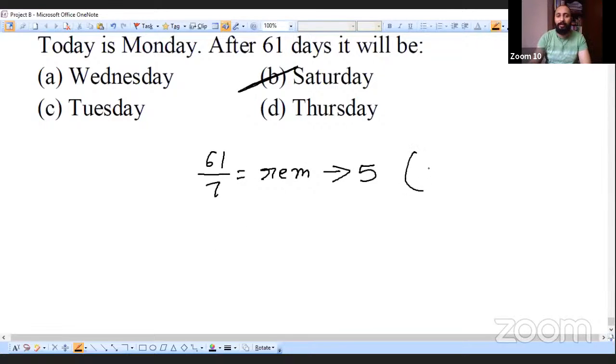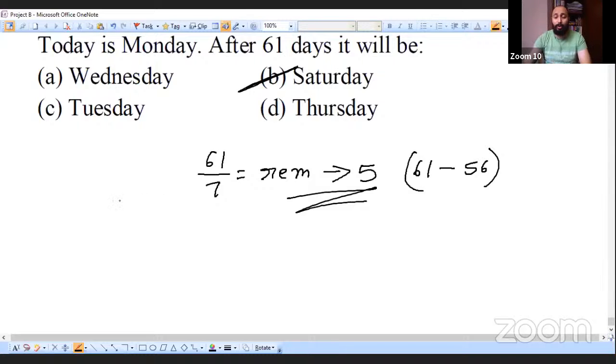How is it 5? What is the remainder I am talking about here? 61 minus 7 eights, how much? 7 eights are 56. Hope you remember, 5 is the remainder. So Saturday is the right answer. Is this clear, everybody? So hope you have understood.